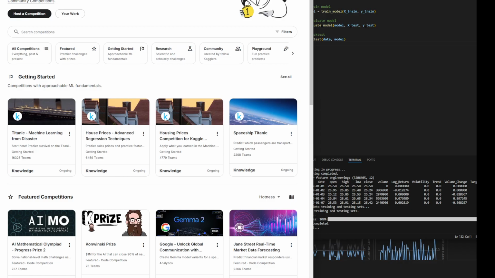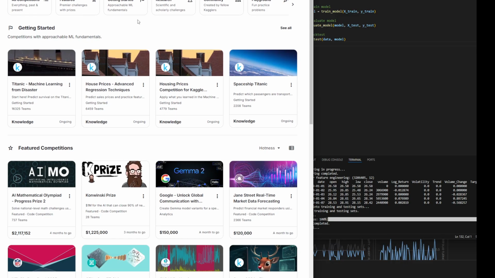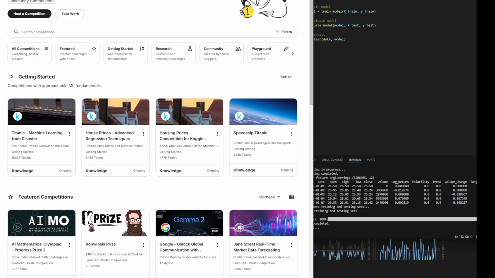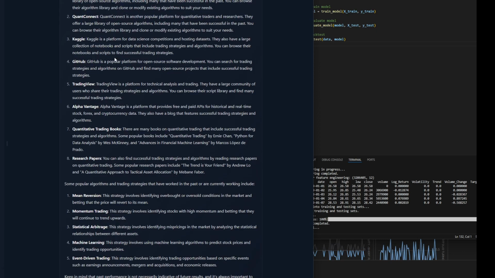Kaggle, I've only just joined it, so I'm going to search about that. There are competitions and all right, it's worth checking out, Kaggle. And I'm just using other stuff here. That was a recommendation there, Kaggle.